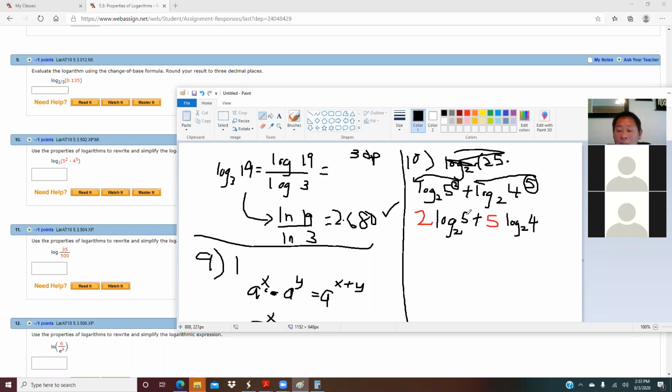Now, unfortunately, 2 and 5, you cannot do anything with it. But 2 and 4, you can do something on it because 4 in this case is 2 to the power of 2. And what happens to log_2 2? They will cancel out. So what you have in this case is 5 times 2. Okay, so this 4 is 2 to the power of 2, and the log_2 2 cancels out. So what happens to this 2 is you multiply with this 5. So your answer in this case is 2 log_2 5 plus 10.